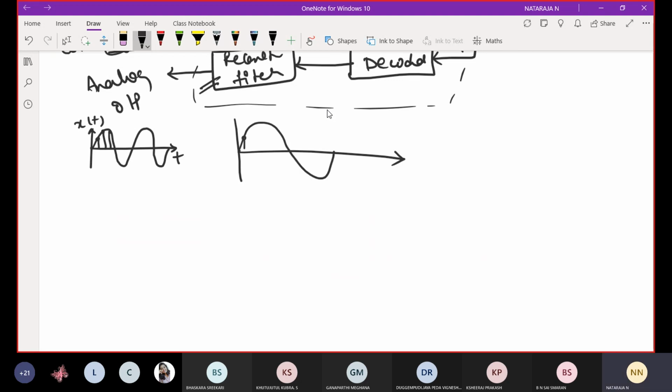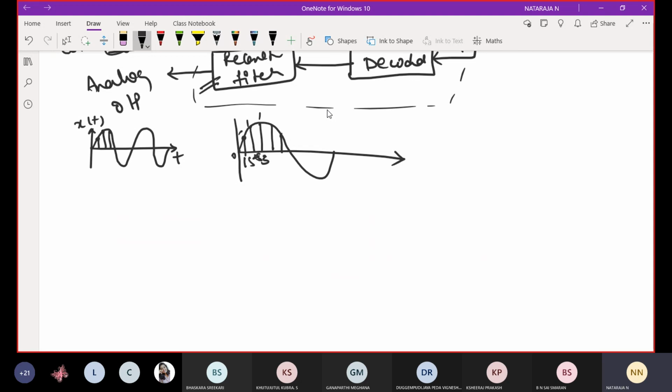This is my sampled signal. I'm going to sample the signal, which means I'm going to check the value at a particular instant of time. This is for 0 seconds, 0 information. At 1 second, what is the data? At 2 seconds, what is the data? At 3 seconds, what is the data? That I'm going to divide by making use of the sampling theorem.